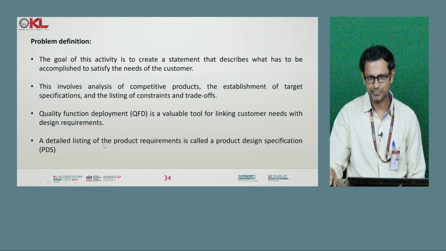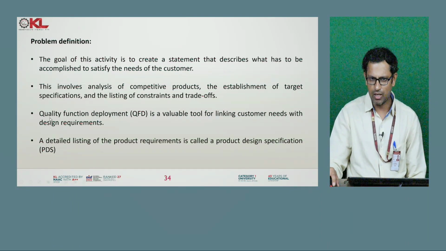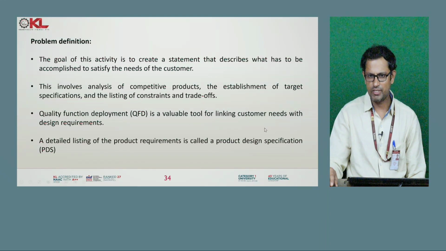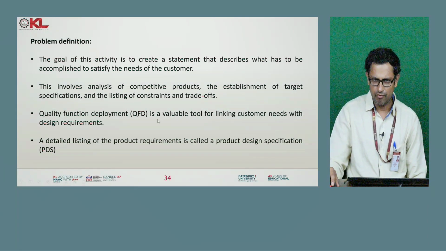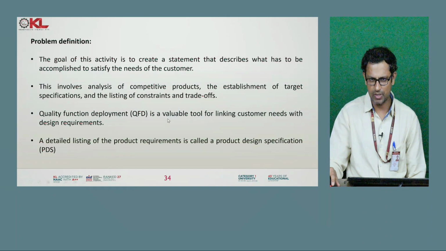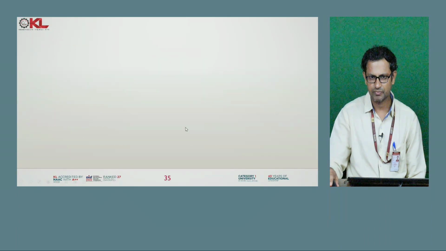We should clearly understand the product design specifications. What are the specifications of that product? We should understand a detailed listing while defining the problem. There is one tool called quality function deployment, which is a valuable tool for linking the customer needs with the design requirements: what the customer requires and what the design requirements are. To link these two different criteria, we use the quality function deployment tool.